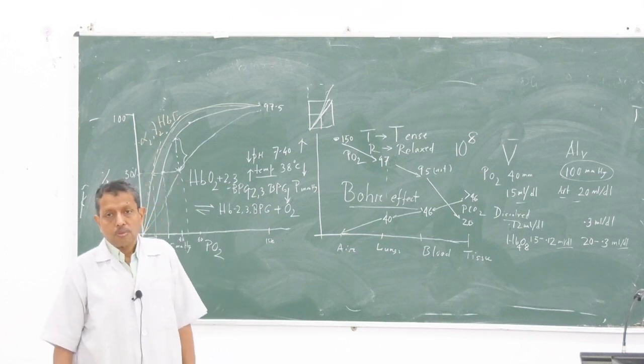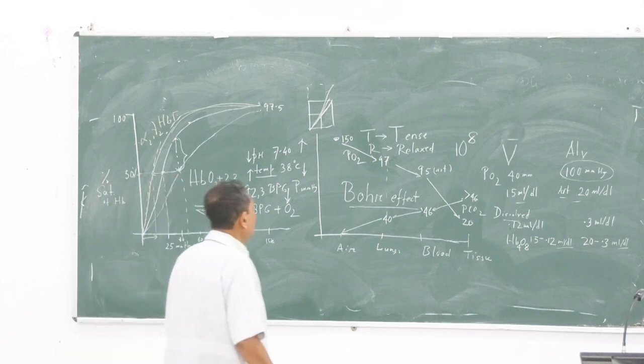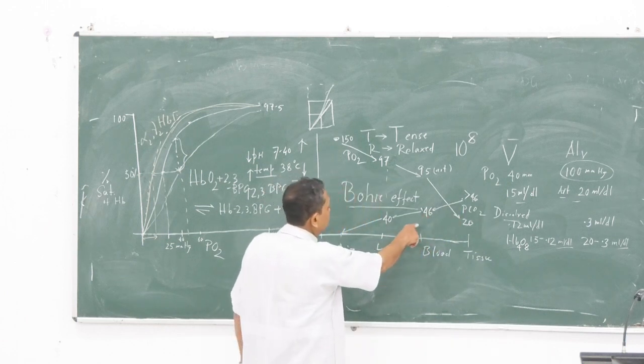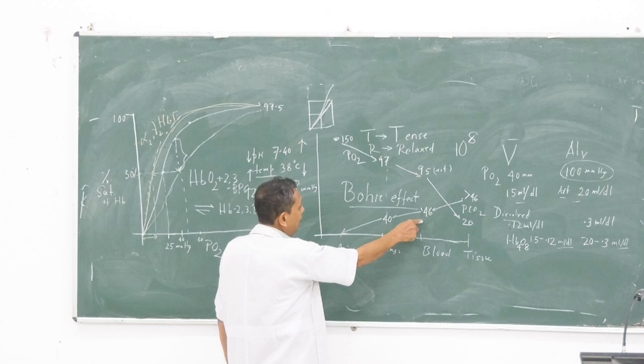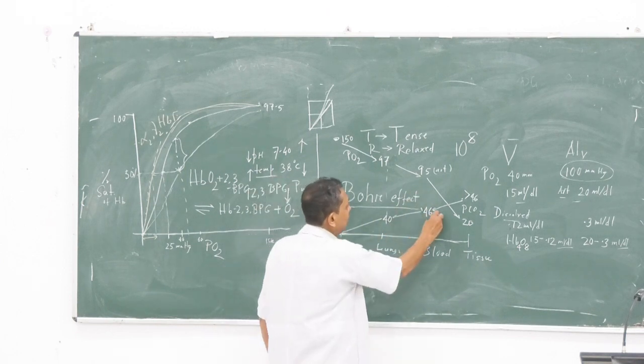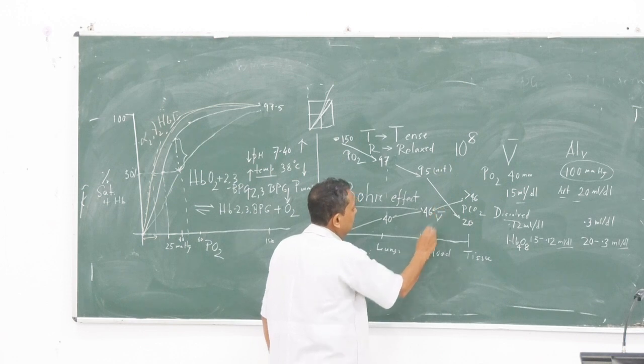Carbon dioxide present. Carbon dioxide that is transported from the tissues. From the tissues. The blood, lung, and this. And this blood is not the arterial blood. It is the mixed venous blood.